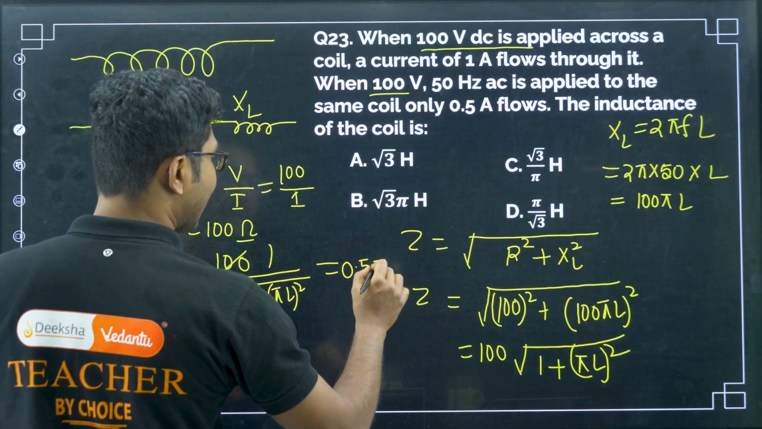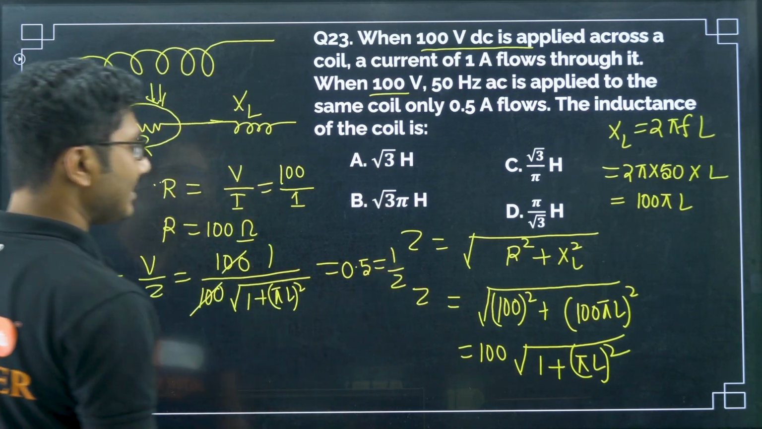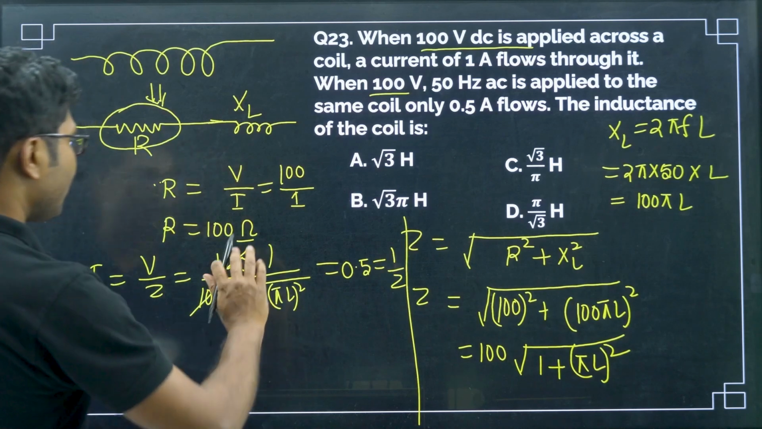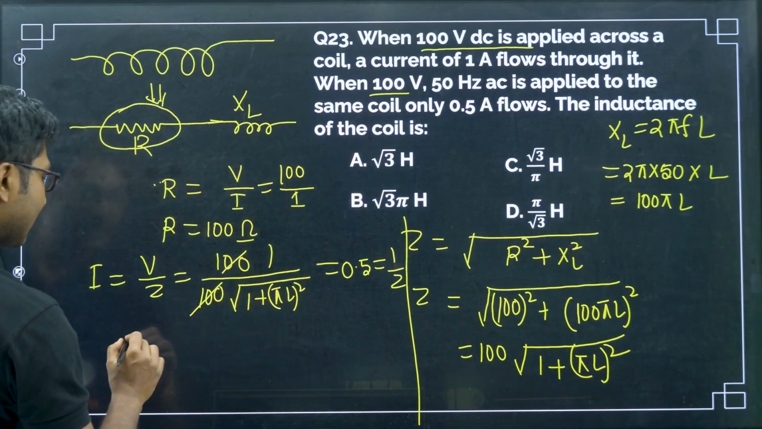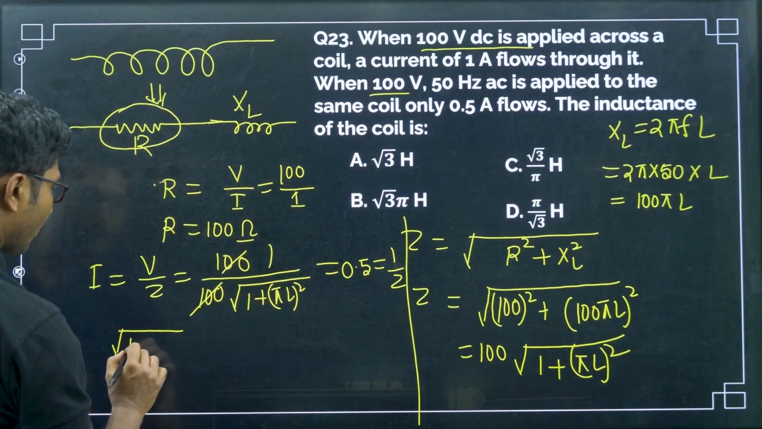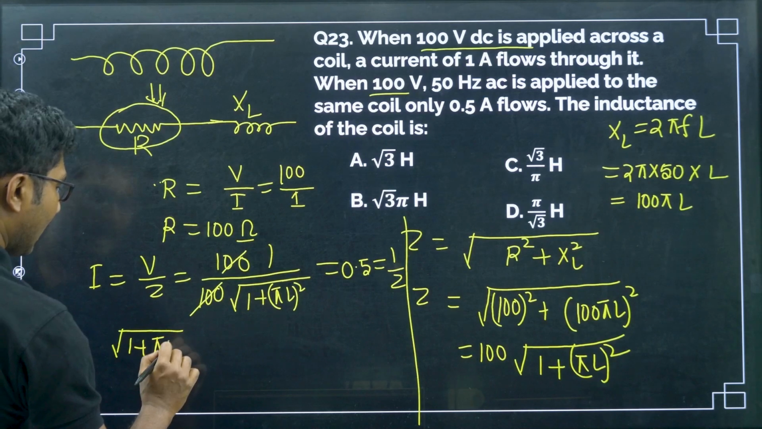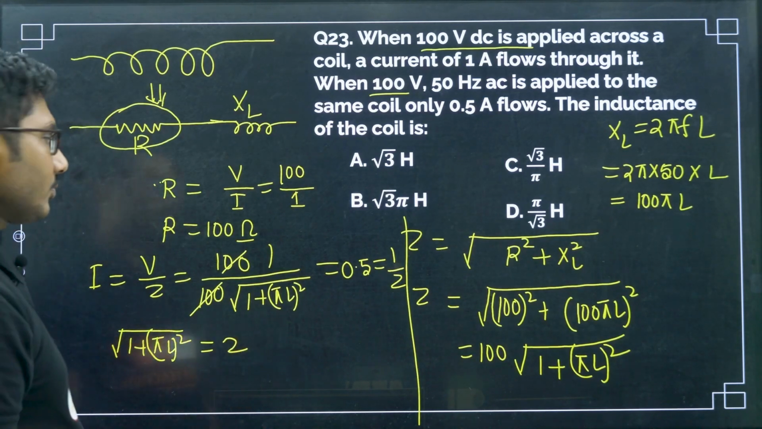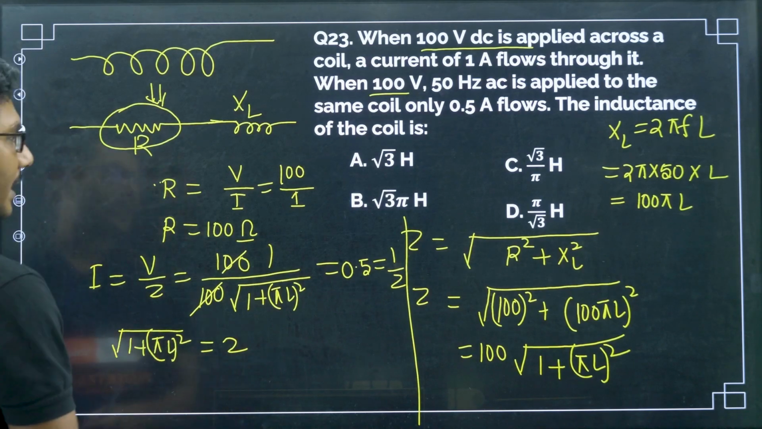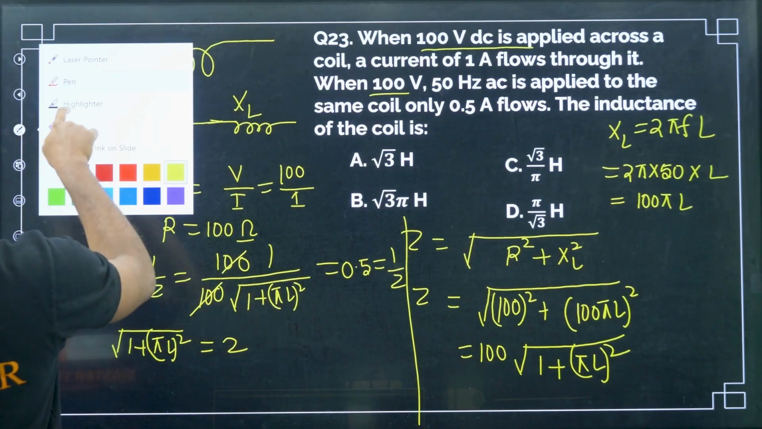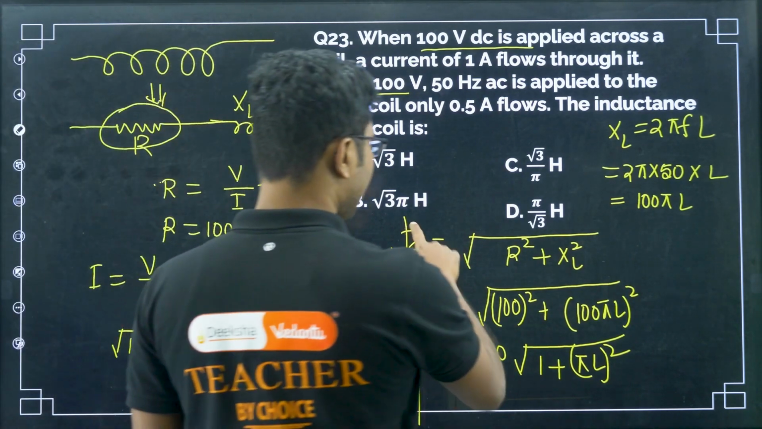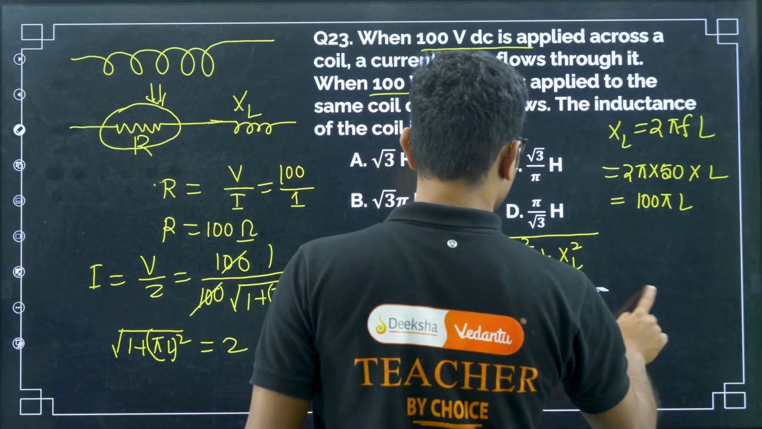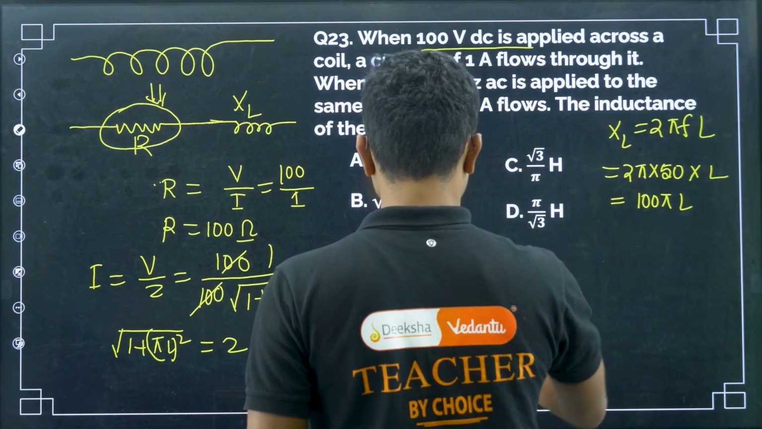What else can we write for 0.5? We can write 0.5 as half, right. Half is 0.5. So now we will take the reciprocal in both cases. So we will get square root of 1 plus (ωL) whole square equals 2. Now do the square of both sides. If you square both sides, you will get 1 plus (ωL) whole square equals 4, right.